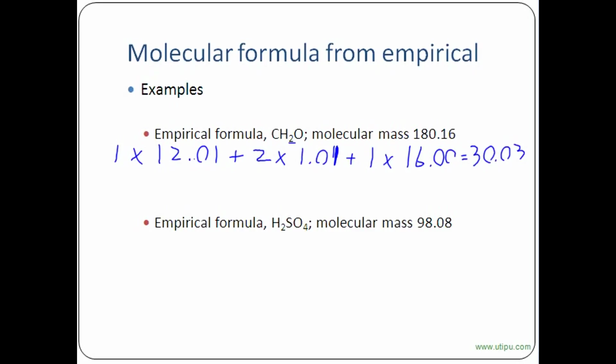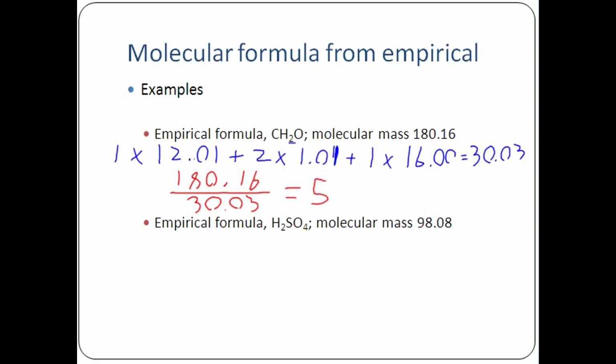So then what we want to do is take that molecular mass, which is 180.16, and divide it by that empirical mass, 30.03, and we go ahead and do that. If you run those numbers here, we get something that is just slightly under 5. And so 5 is our scaling factor.